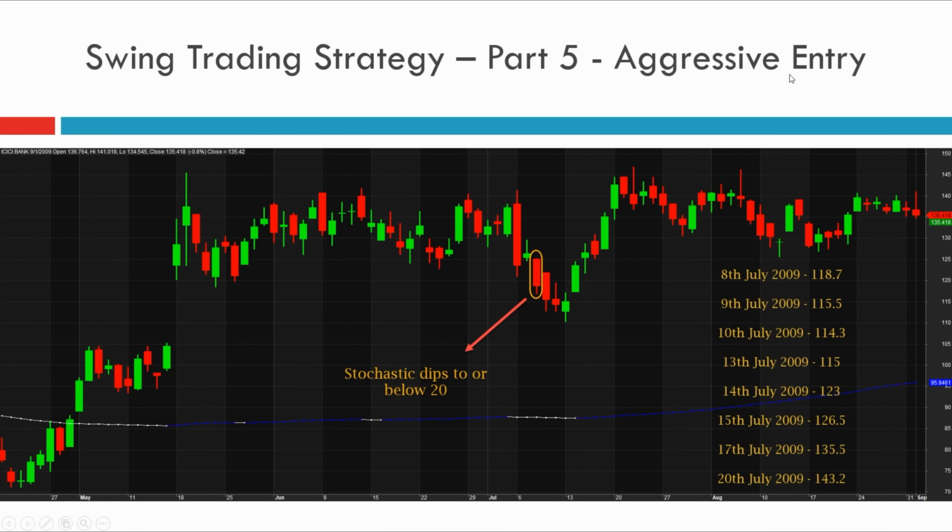So this is the aggressive entry method: as weakness sets into the price in a strong trending stock, what you need to do is, as soon as stochastic dips to or below the 20 level, you start buying the stock in a staggered manner. And you keep buying till you get a rise of about 5 to 10%, or let's say 15%, over the next 2-3 months, right?